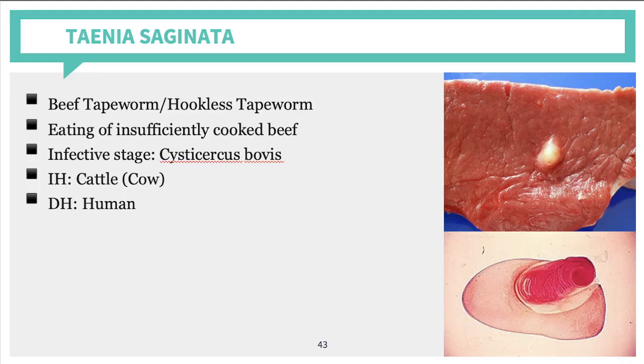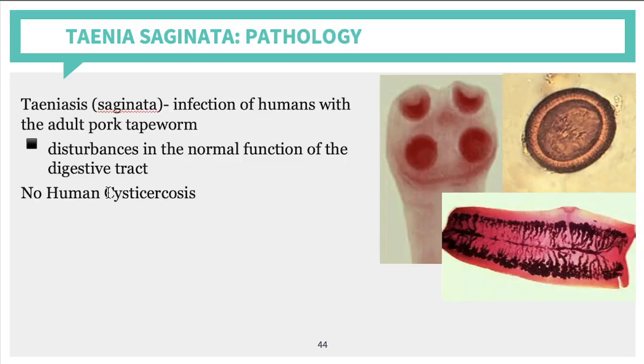This is now your Taenia saginata. We call that the beef tapeworm or the hookless tapeworm. It is basically from the eating of insufficiently cooked beef. And what will be our infective stage? We call that the Cysticercus bovis, from eating insufficiently cooked beef. Our intermediate host here is the cattle, and our definitive host here is human. And we call the infection taeniasis, meaning to say you're able to ingest the Cysticercus bovis.